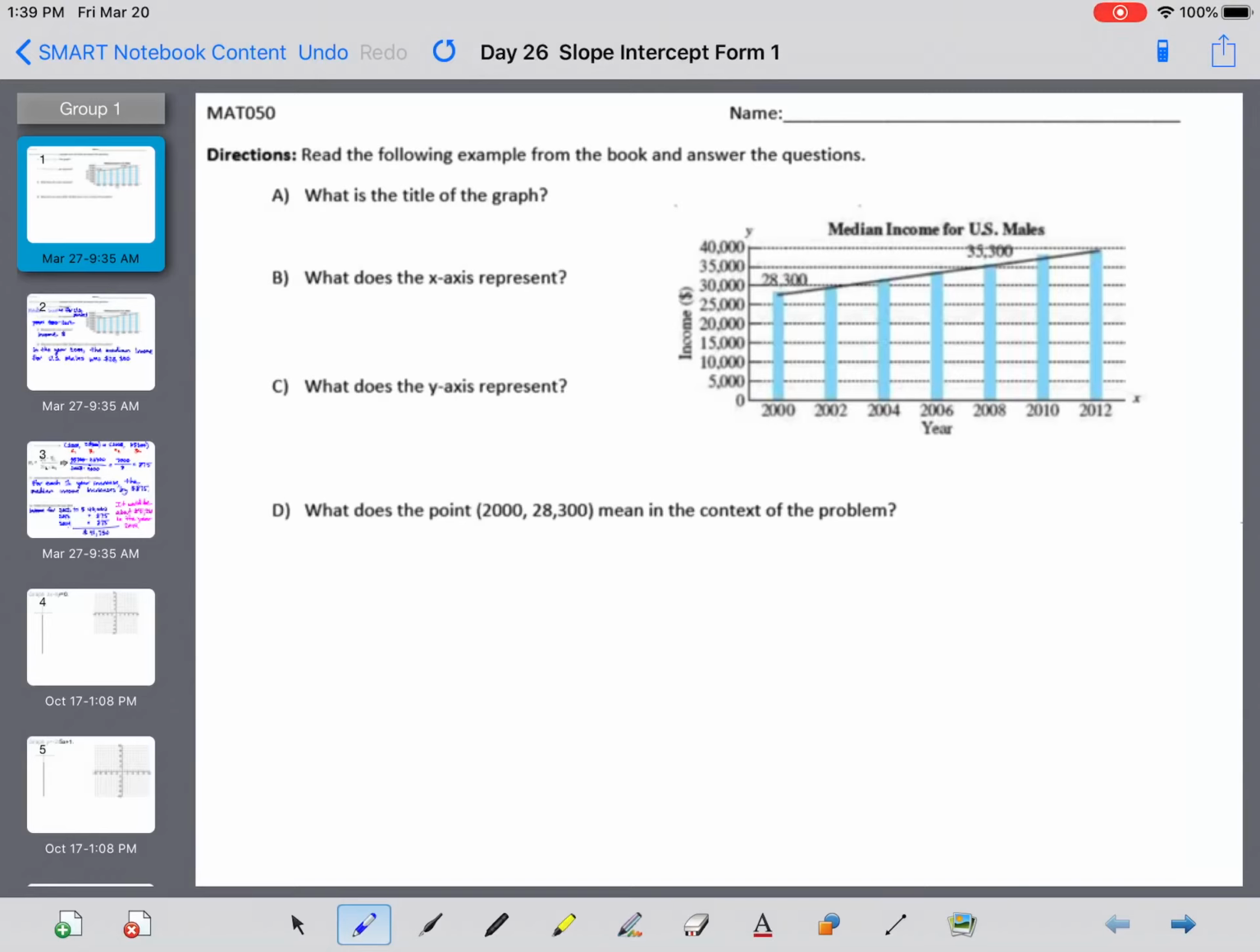All right, team, for day 26, I want you to go ahead and download the PDF for 11.4, and that's going to be the slope-intercept form. The first thing I want you to do is take a few minutes and just work through this warm-up question about the median income for U.S. males. Go ahead and pause the video and answer the questions.